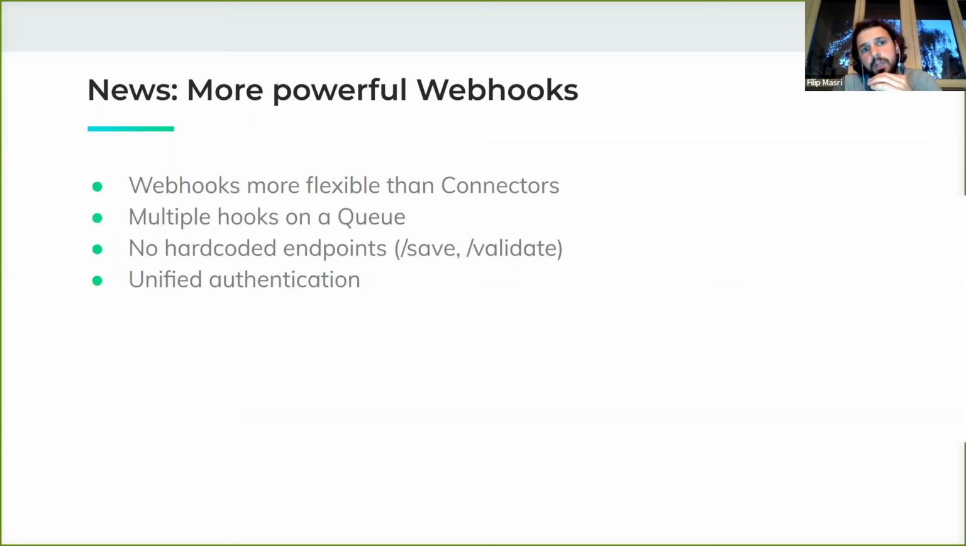And what would be the benefits is that first of all, you can have multiple webhooks on a queue. So you could define multiple endpoints where you could divide the code more smoothly. And the other thing is that you don't have to implement, if you don't want to, the save endpoint. So if you just want to validate the data over a webhook, you can do that, but you don't have to use the save endpoint.